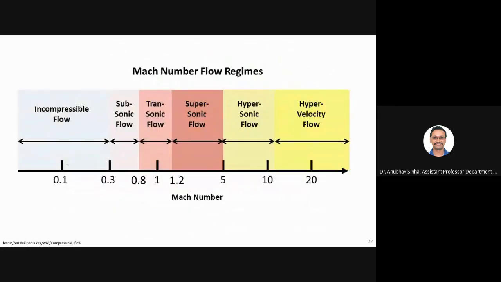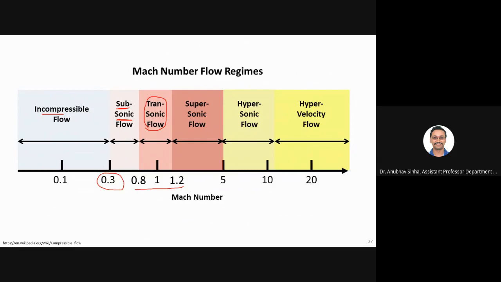Now let us talk about Mach number flow regimes. As we have discussed, till roughly about 0.3, we consider the flow to be incompressible. We neglect the compressibility effects. From 0.3 to 0.8, we say that it is subsonic, lower than sonic. Compressibility effects have started to show up, but the full effect will come after Mach 1. Then the region surrounding Mach 1, from 0.8 to 1.2, we call transonic flow. It is basically the transition zone where you are less than Mach 1 or more than 1.